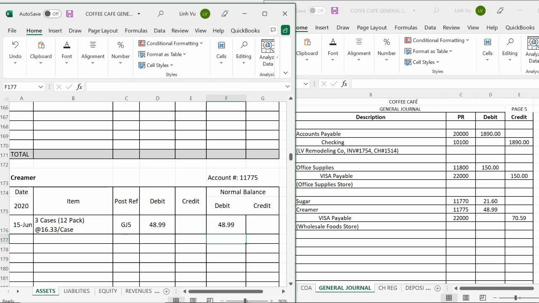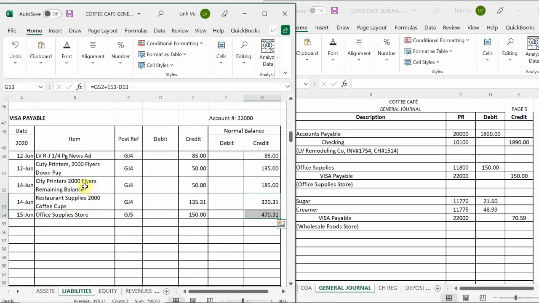Oh, the liabilities and Visa payable. Correct. So liabilities, Visa payable. And then you would put wholesale foods, right? Mm-hmm. And then general journal 5 with a credit of $70.59. $540.90. Okay, good.